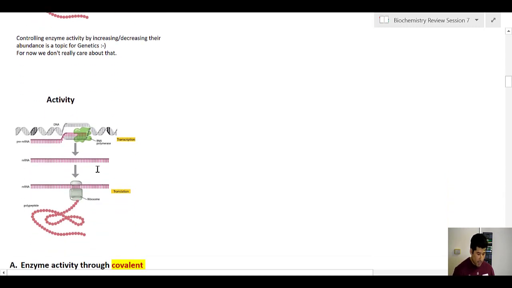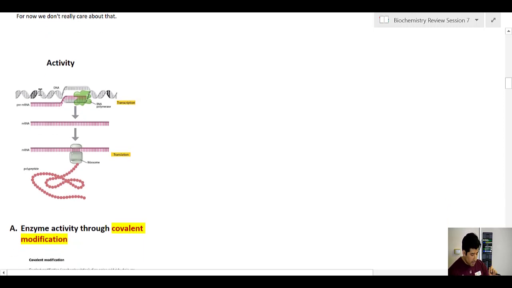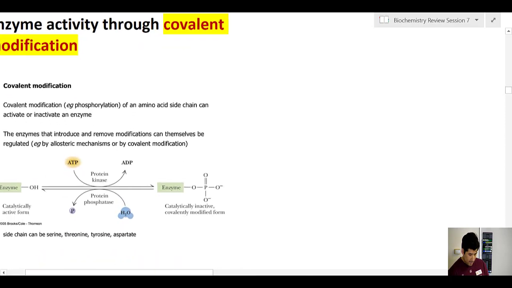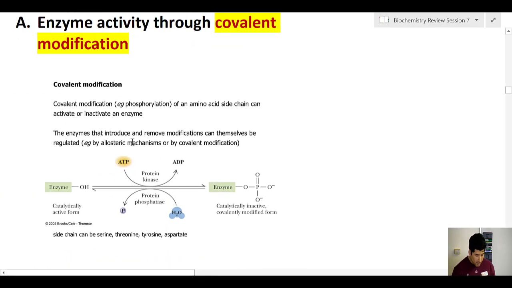Okay. So the way that we can control the activity of enzymes directly, we can do it through covalent modification. And if you see here, covalent modification of an amino acid chain can activate or inactivate an enzyme. That's a really important thing for you to know. Just because something has been phosphorylated doesn't mean that it's been activated or deactivated.